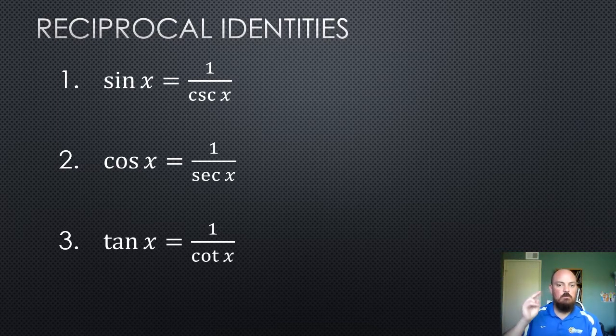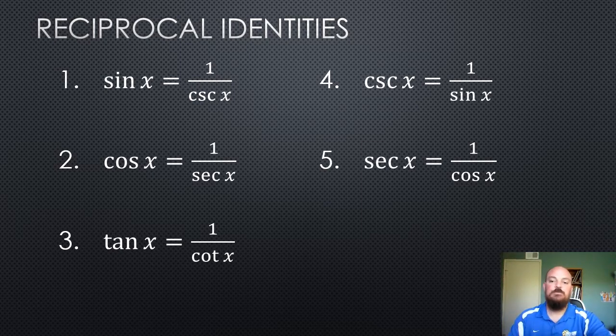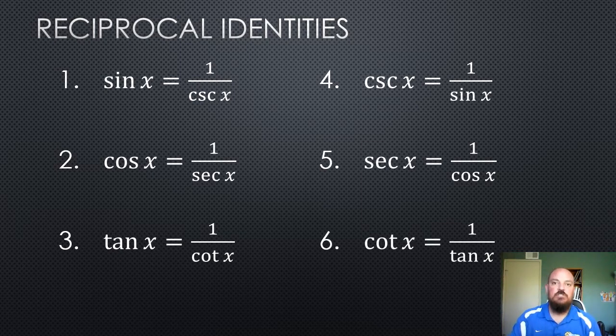But reciprocals work backwards too. So I'm going to kind of create another 3 here. First, we have cosecant x equals 1 over sine x. That's kind of the same as number 1. I just flipped the trig functions. But remember, reciprocals work either way. So in words, if I say sine and cosecant are reciprocals, that means each one equals 1 over the other one. Then we have the same relationship with secant and cosine, and cotangent and tangent.